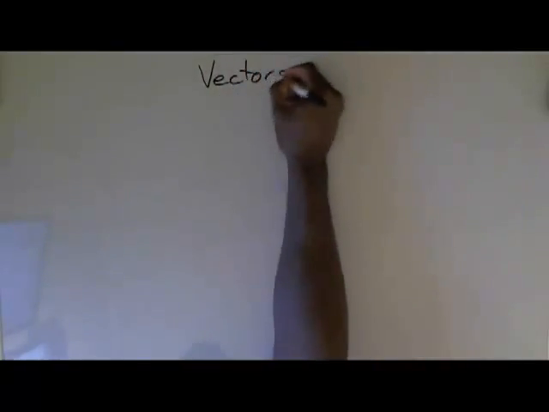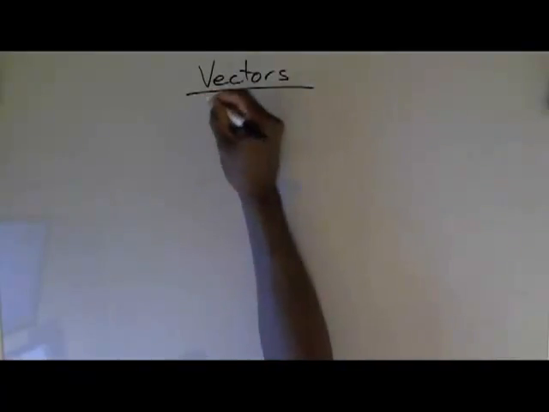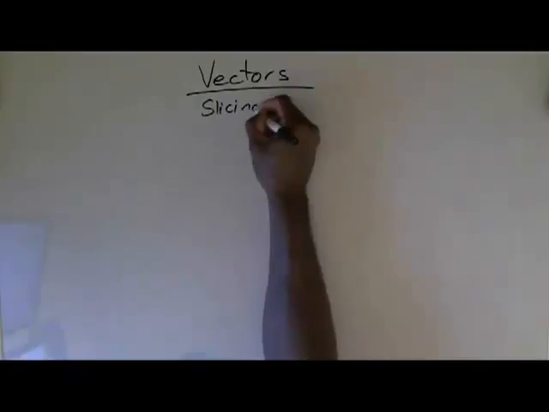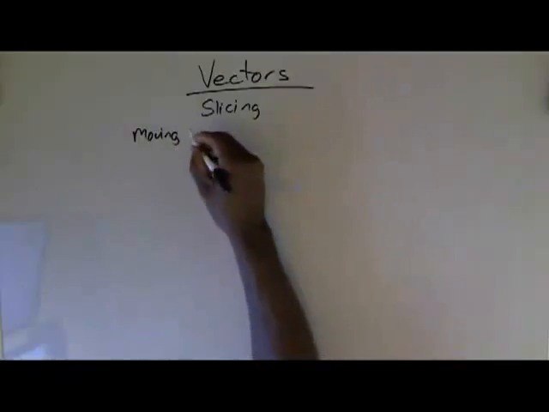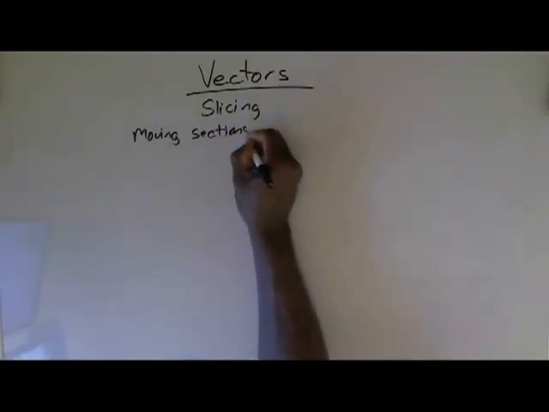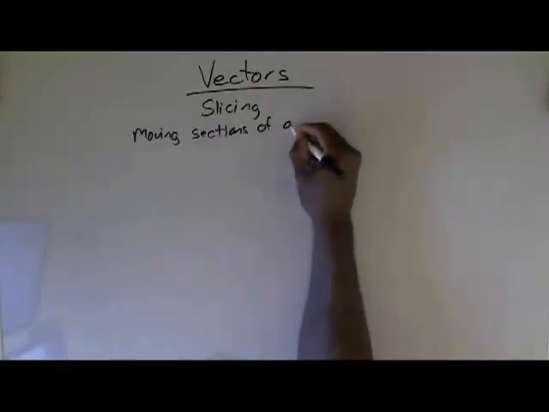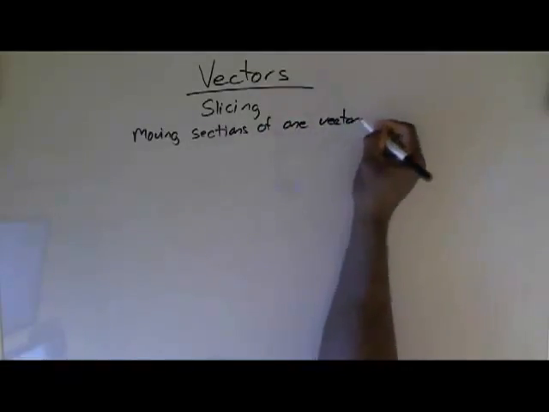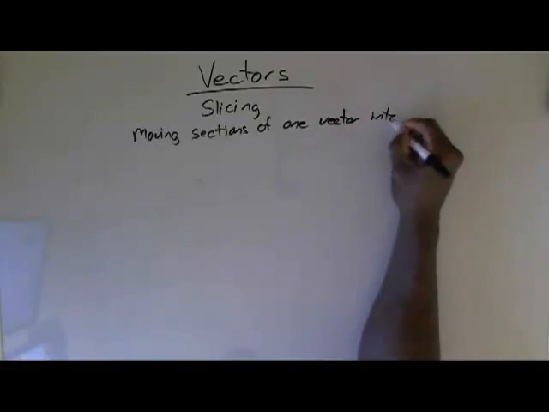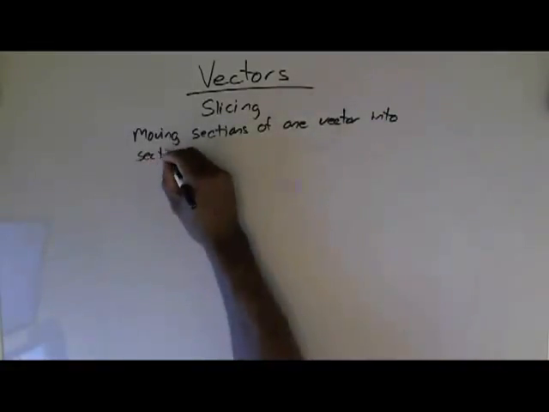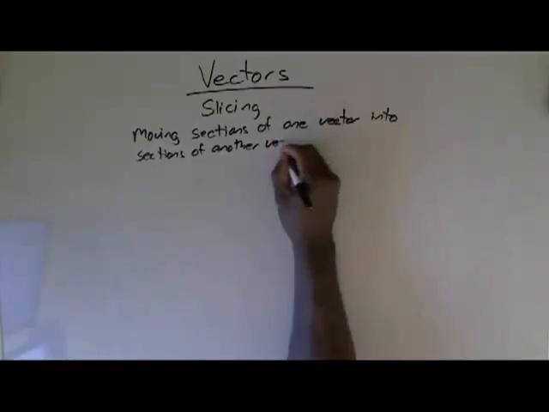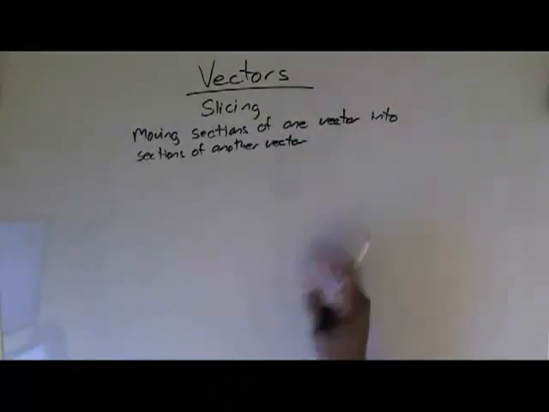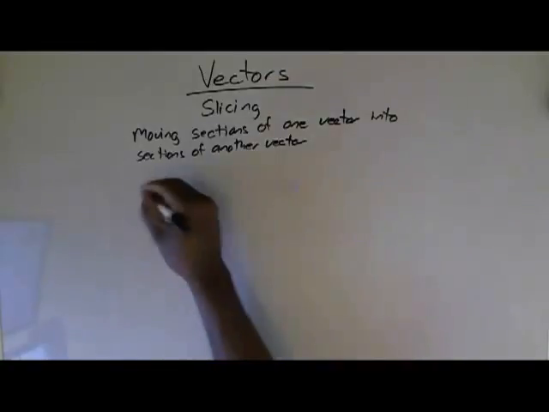Now we're going to cover another topic in vectors called slicing. And slicing is moving sections of one vector into sections of another vector. Alright, so we're going to take a chunk out of one vector and move it into another vector. So let's start off.